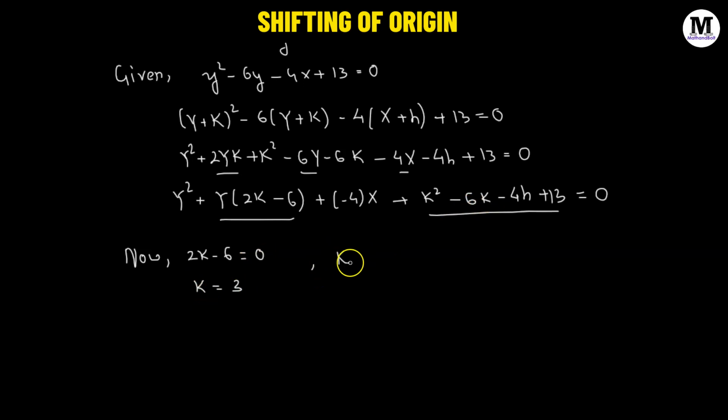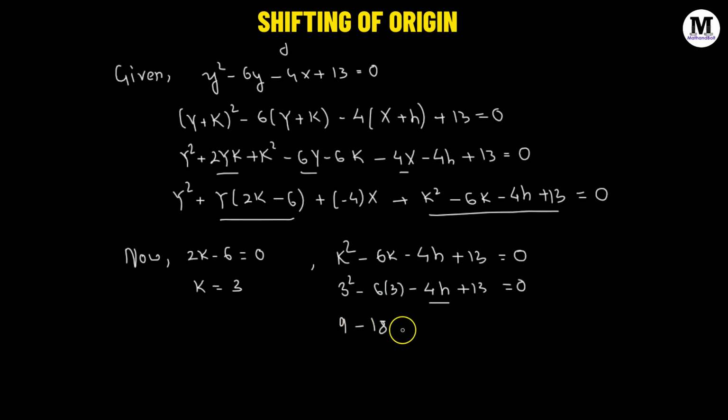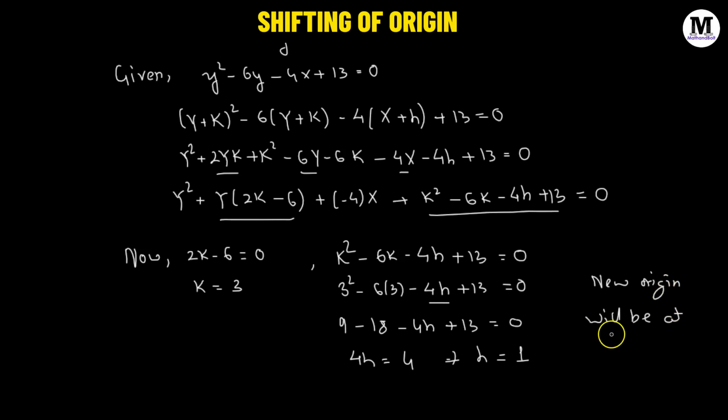And then we have the constant term k squared minus 6k minus 4h plus 13 equals 0. We have already obtained the value of k, that's 3. So we're going to substitute k with 3. So we have 9 minus 18 minus 4h plus 13 equals 0. So 4h is going to be equal to 4, which implies that h comes out to be equal to 1. So this is the value of h as well as k. So that means the new shifted origin will be at the point having coordinates 1, 3.